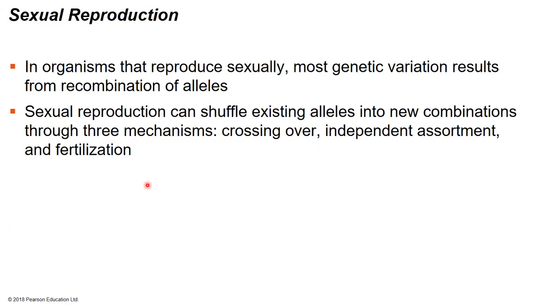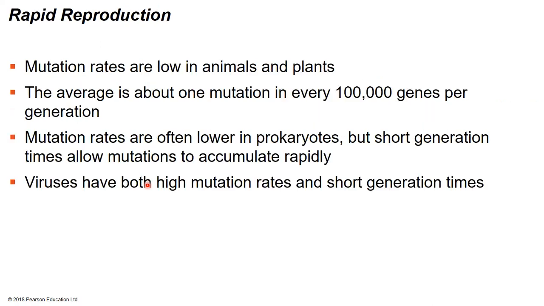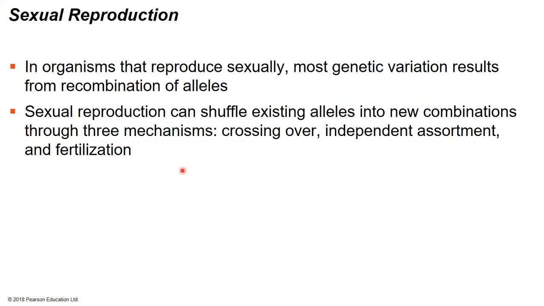So in some organisms, the rapid reproduction, like in prokaryotes and viruses, accelerates or increases the genetic variation. But in animals or in organisms that reproduce sexually, genetic variation might result because of the recombination of alleles, because of shuffling of alleles. Shuffling means خربط.